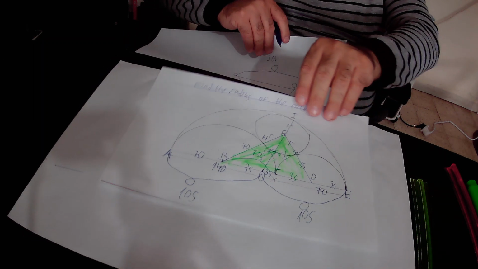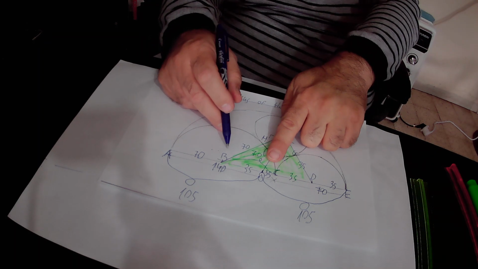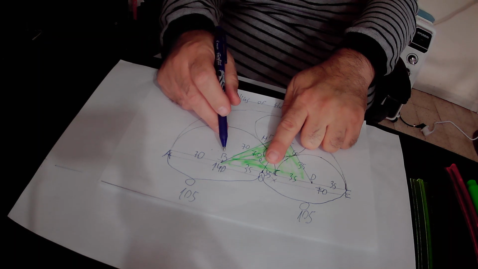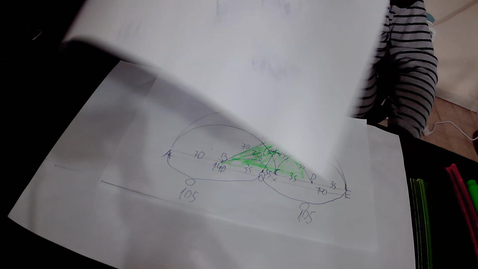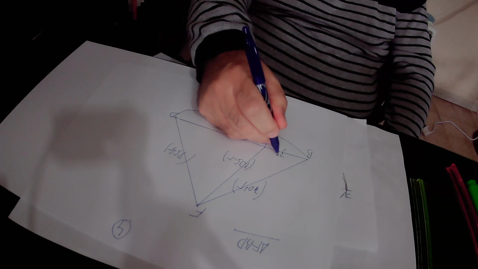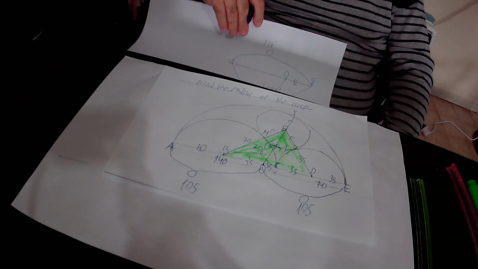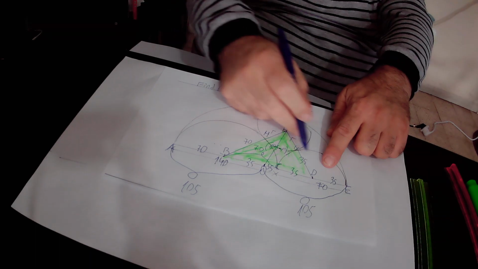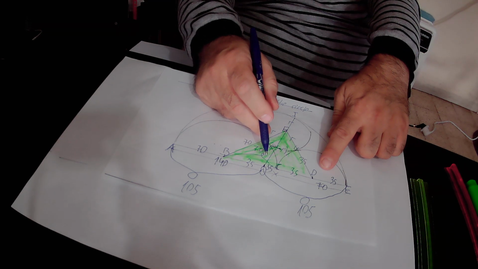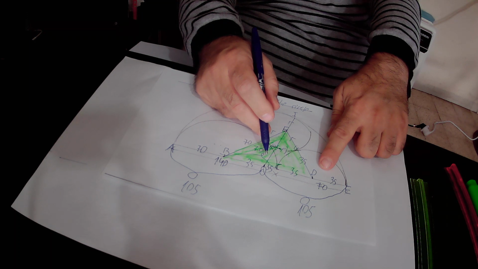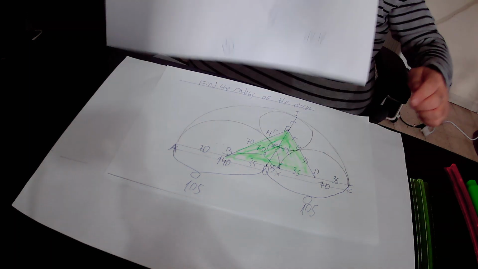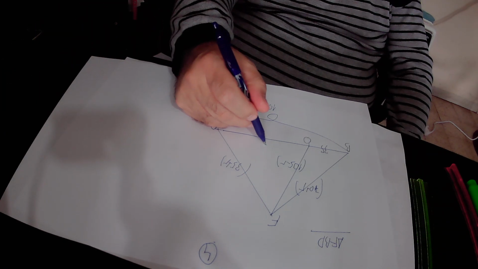And what is the length of line segment BO? From the drawing it is very easy to see that BO equals 35 units in its length. And finally, what is the length of line segment OD? From the drawing it is very easy to see that OD equals OC plus CD. OC is 35, CD is 35. Therefore, OD in total equals 35 plus 35, that is 70 units.